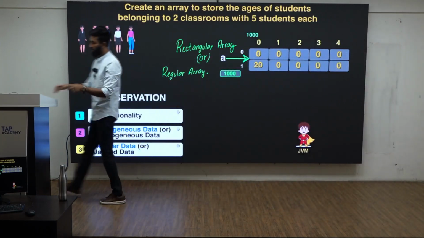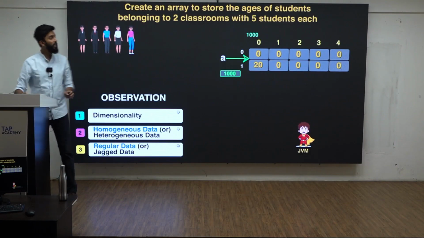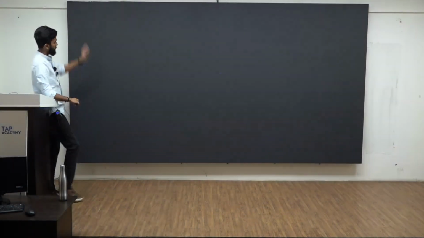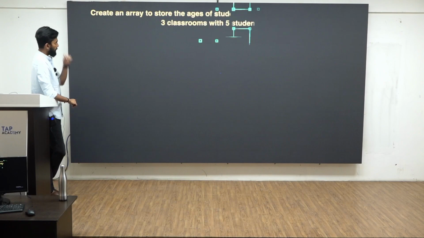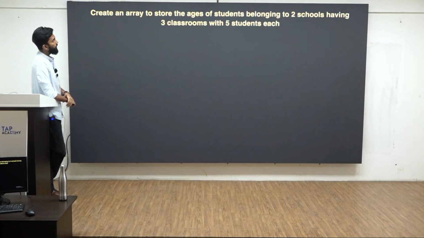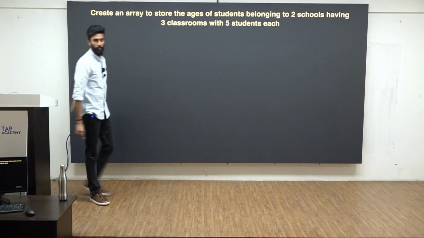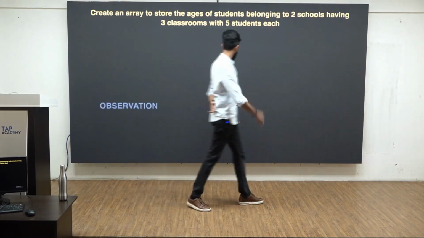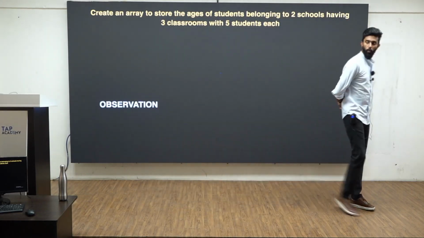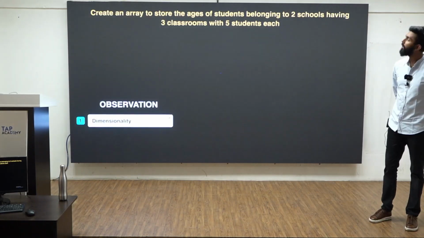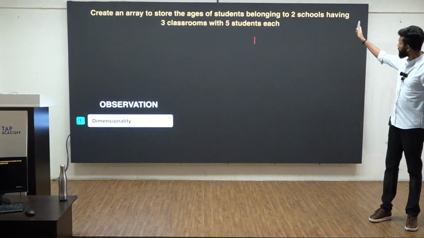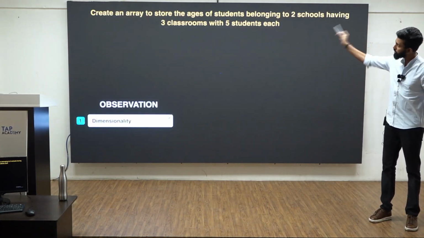This also we understood. Sir, then what is this 3-dimensional array? Now watch this. Read this. Create an array to store the ages of students belonging to 2 schools, having 3 classrooms with 5 students each. 100%, yes, we need to be making some observations. What is the first observation? Dimensionality. Tell me, what is dimensionality? 3D. School is there, class is there, student is there.